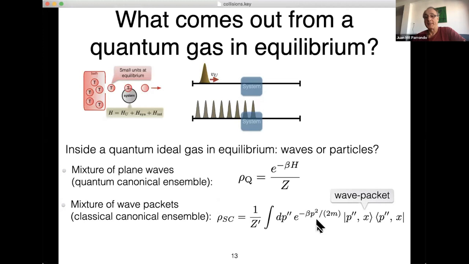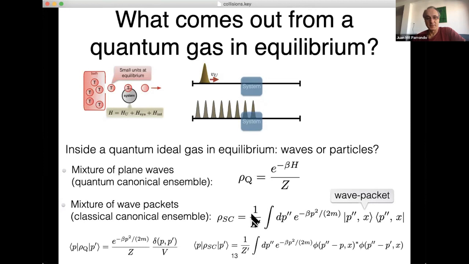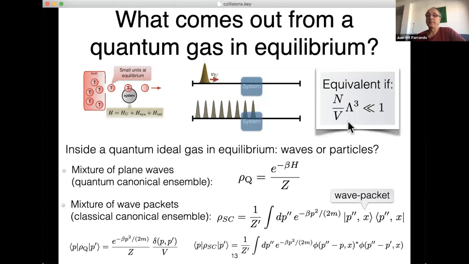Actually, if you do this exercise, which is an exercise that you can propose to some student, you compare the two density matrices, for instance, in the basis of plane waves, and you get these two expressions. Here is a delta, of course, and here is the overlap between the wave packets. And you can prove that they are equivalent if the gas is non-degenerate. So if you have the typical condition for a classical limit in statistical mechanics, this is a nice exercise.